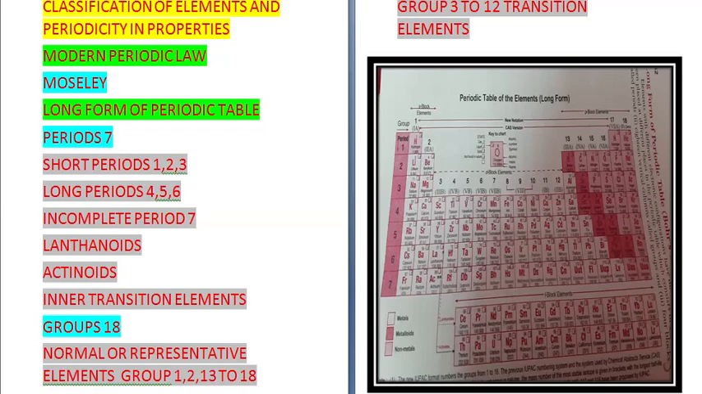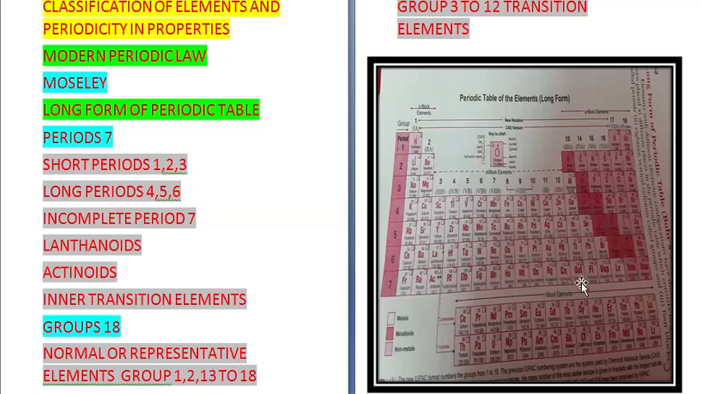Now, he gave a long form of the periodic table, which is also called Bohr's table. In this, elements with different electronic configurations have different properties and hence they were placed at different places in the periodic table. And according to this, here is the long form periodic table you can see over here.